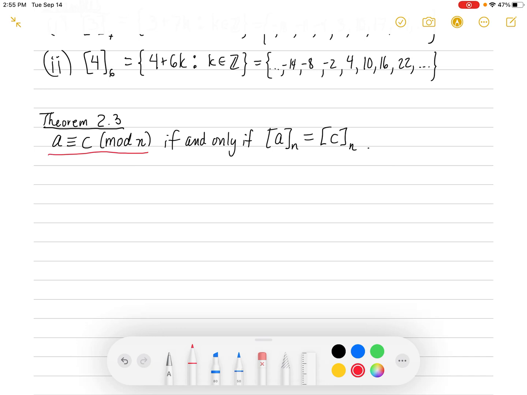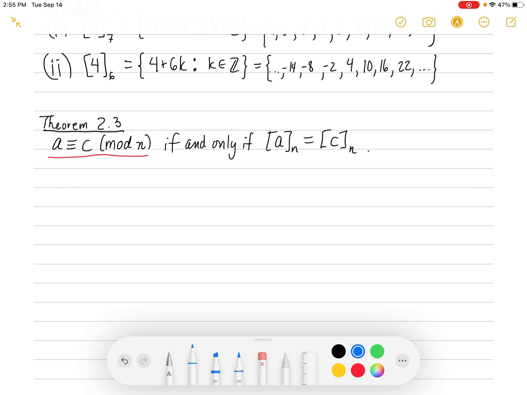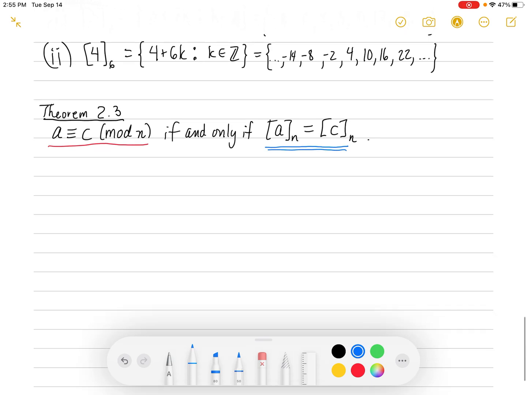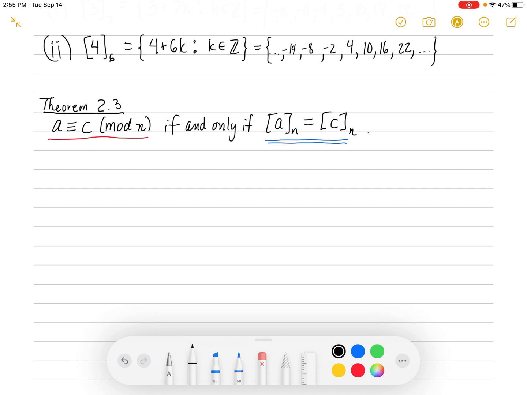So on the left side here in red, we're talking about things at the elemental level, at the integer level. An integer A is congruent to an integer C mod n, if and only if a set is equal to a set. Remember, the congruence class of A mod n is a set, and the congruence class of C mod n is a set. So the red side is at the integer level, and the right side is at the set level. So we want to prove this.